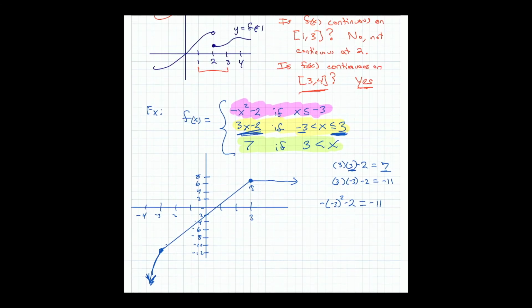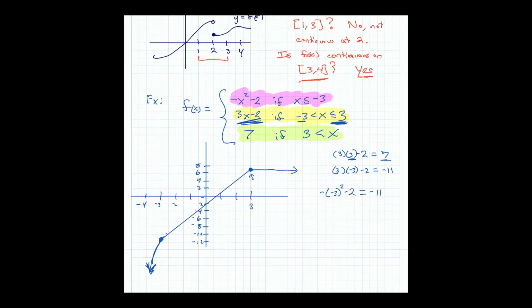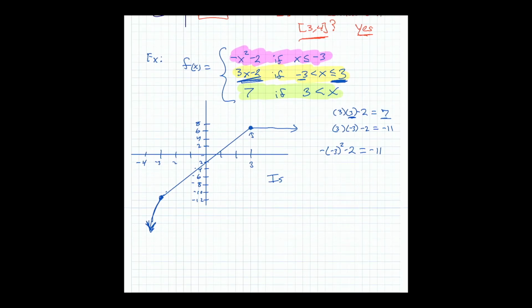So then the question there, which I never asked, but the question here is, is this continuous? Yes. Right? Even though it's piecewise, it's continuous because there's no holes and there's no breaks, there's no jumps, there's nothing, right? So there you go. It's a continuous graph.